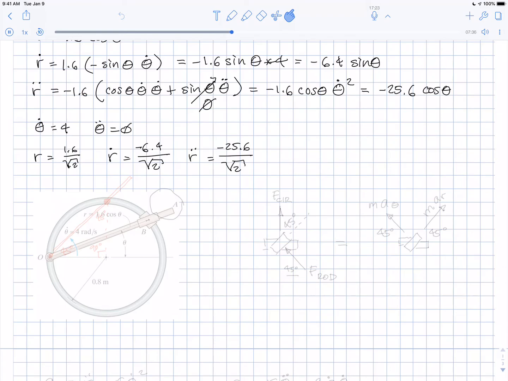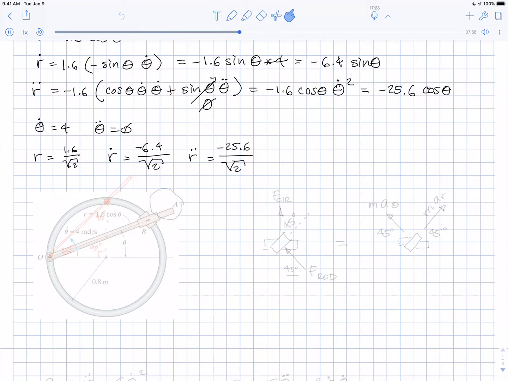Okay, now the part I've been dreading, trying to figure out what this looks like when theta is 45, what's happening with this angle of the circle versus the collar. So let me think about that and come back.